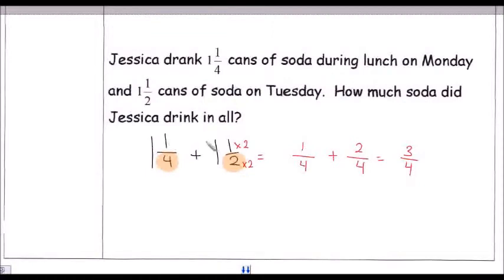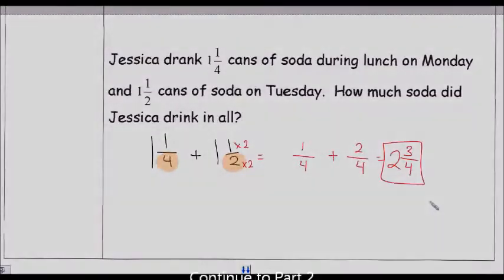Now we add the whole numbers. 1 plus 1 is 2. So we add them. We end up with 2 3/4. And that's it. She drank 2 3/4 cans of soda in all. Not very hard, right?